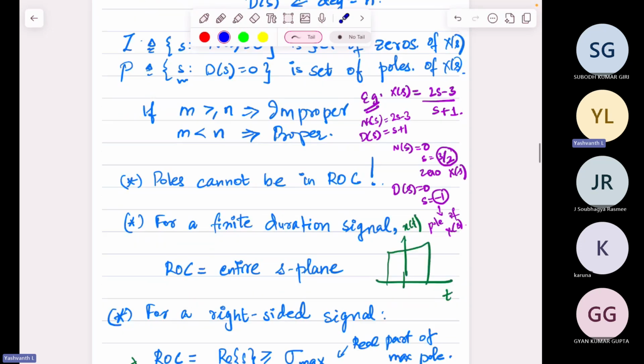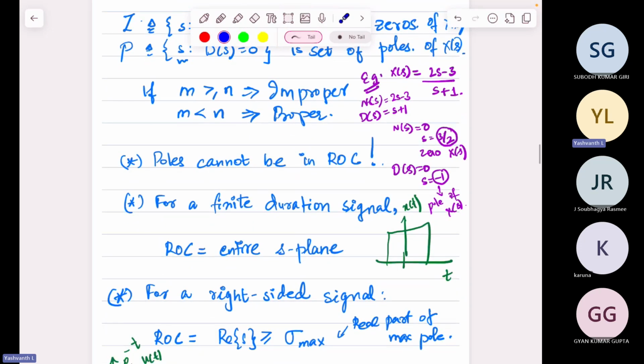Now, some properties of the Laplace transform that are related to the poles and zeros. Poles cannot be in the ROC. That is, s is equal to minus 1 will not lie in the ROC of the Laplace transform X of s. That's a property. Why? Because poles are the values at which the denominator goes to 0, or X of s goes to infinity. But the ROC by definition is the set of all s for which it is a finite number. That's why the ROC can never contain a pole. Poles of any Laplace transform will not lie in the region of convergence.